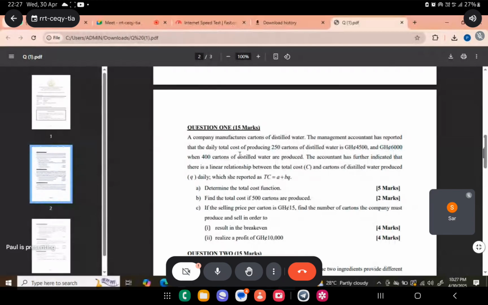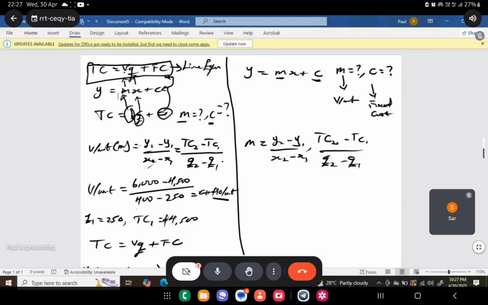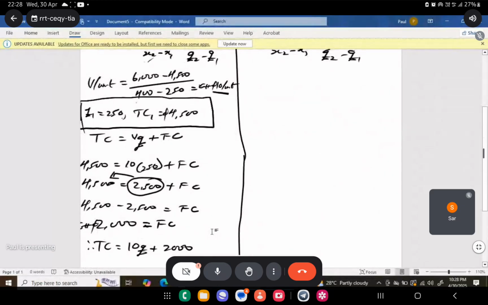So when you get your variable cost per unit, you insert it alongside one activity level. The activity level is when they produce 250, their total cost is 4,500. So we insert that into the equation: the 4,500, the variable cost per unit is 10, and the 250, that's the quantity. So that we'll be left with only fixed cost to find. From here, change of subject, then we'll get our total cost. Please, you understand?